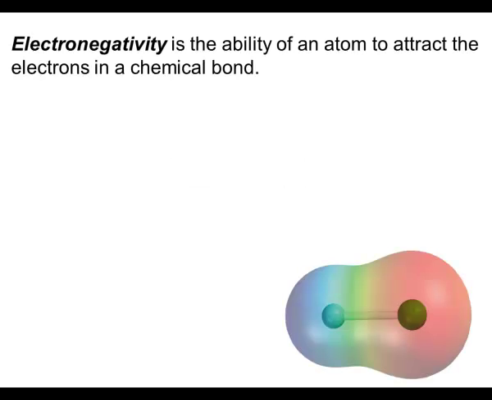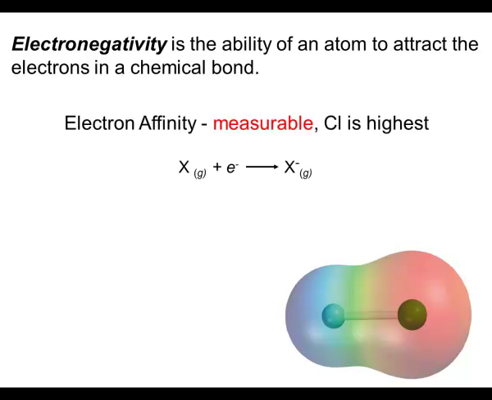Electronegativity is the ability of an atom to attract the electrons in a chemical bond. Electron affinity is a measurable quantity. Chlorine has the highest value. Remember that electron affinity is adding an electron to make the anion.